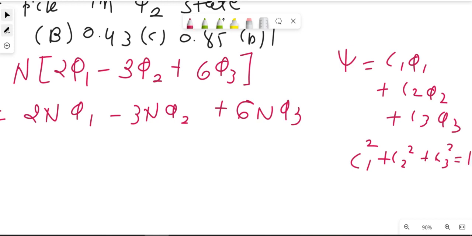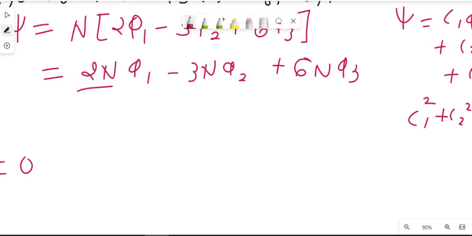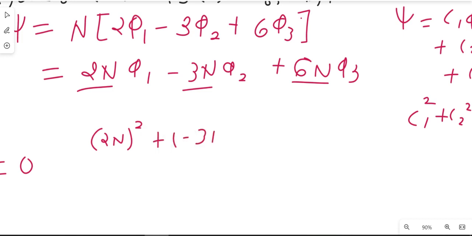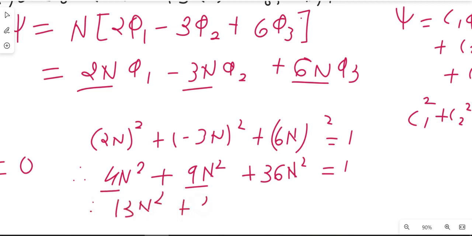So here I have coefficients like 2N, then 3N, 6N. So I put the normalization condition like this: 2N square plus minus 3N square plus 6N square equal to 1. So it will be 4N square plus 9N square plus 36N square is equal to 1. So 4 plus 9 will be 13 N square plus 36 N square is equal to 1.